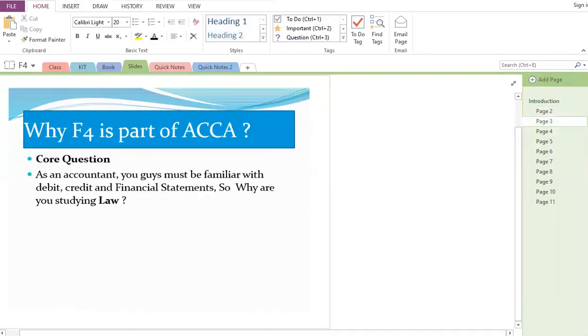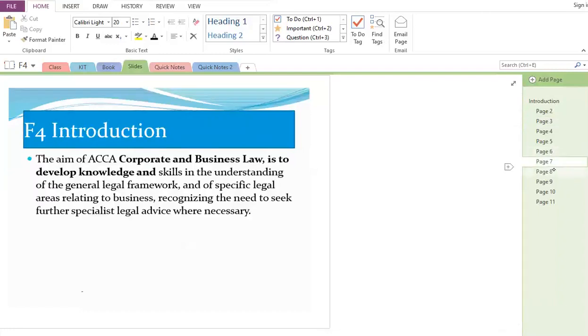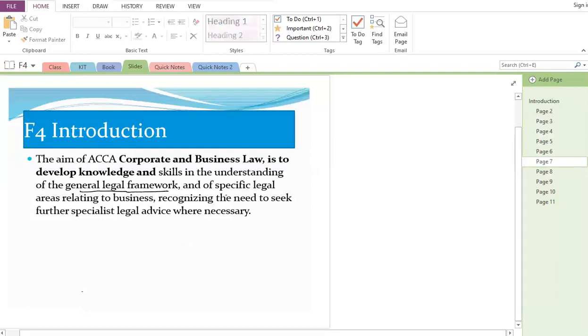why we are studying F4 corporate and business law at this stage. I think it would be very clear to you why we are going to study this. The aim of ACCA corporate and business law is to develop knowledge and skills in the understanding of the general legal framework. So if you are working in Nigeria or in the USA or in India, or you are part of an organization of a global multinational company, wherever you are working, there will be a general legal framework in that company and there will be some specific legal areas of the business.